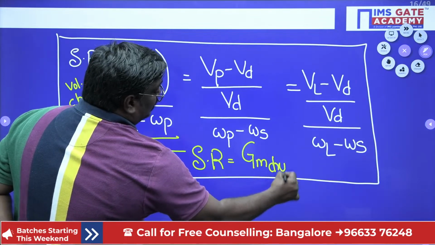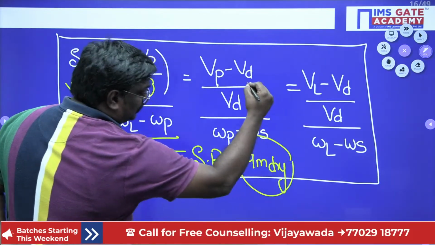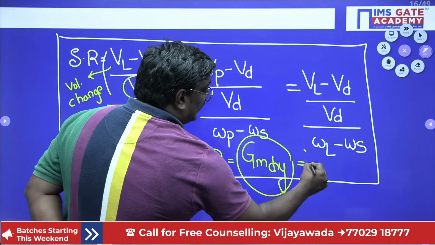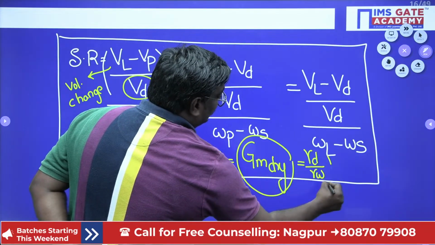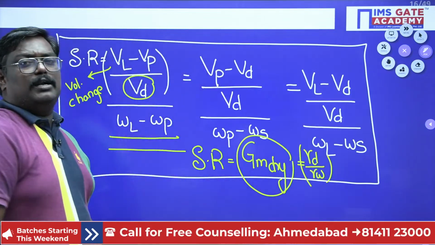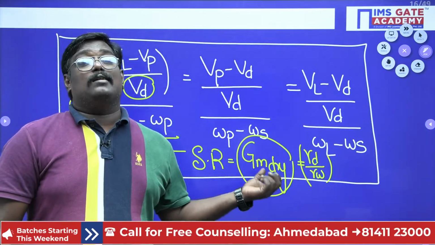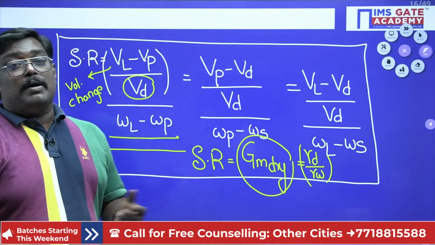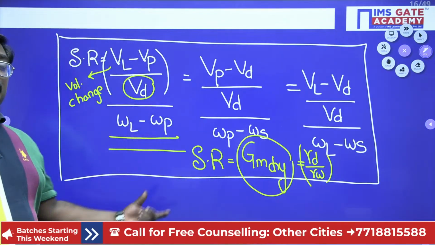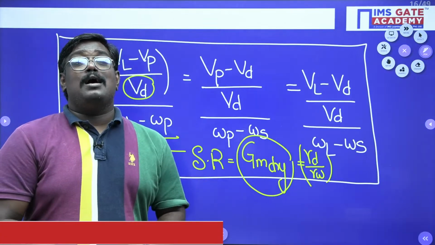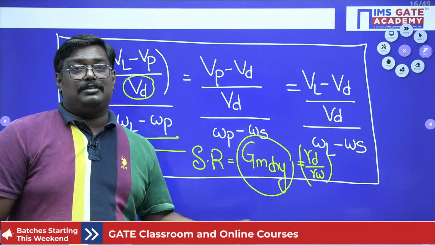Another important point, my dear students: because there is no change in the dry volume Vd, the shrinkage ratio is also defined as gamma D by gamma W, which is a very, very important formula to solve problems. So please write this as a note: shrinkage ratio is defined as the mass specific gravity at dry state.